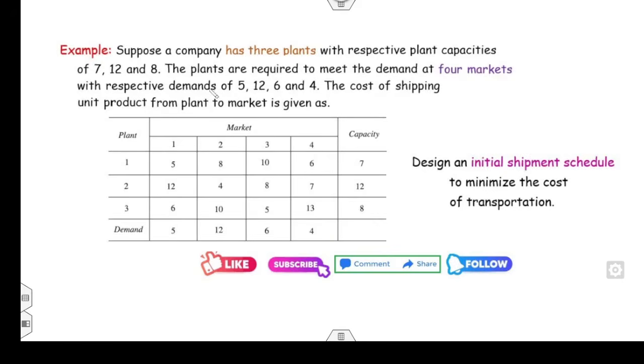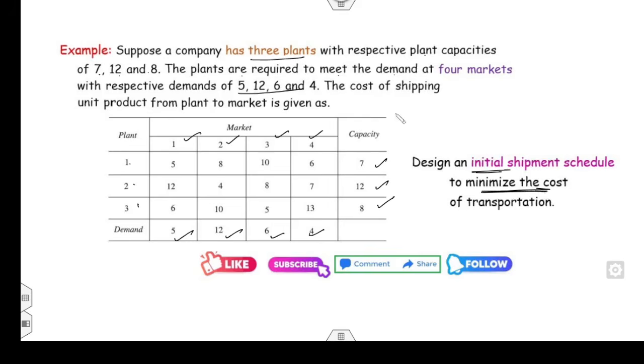Let's look at another one. Suppose a company has 3 plants, 1, 2, and 3, and the respective capacities are 7, 12, and 8. These are my capacities. The plants are required to meet the demand of the 4 markets, 1, 2, 3, and 4, having 5, 12, 6, and 4. The cost of shipping is given. Design the initial shipment plan which minimizes the cost.